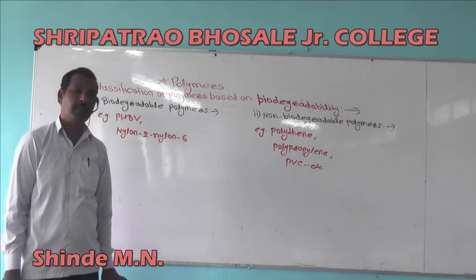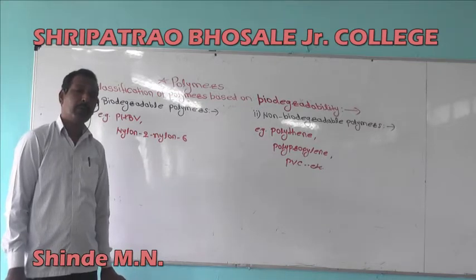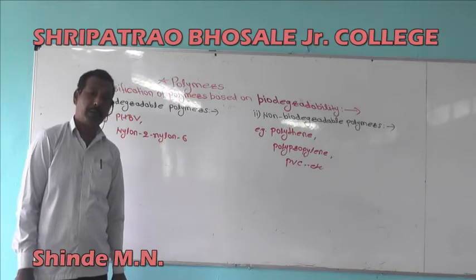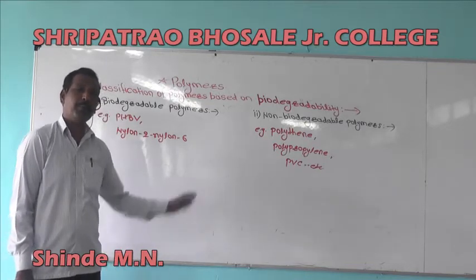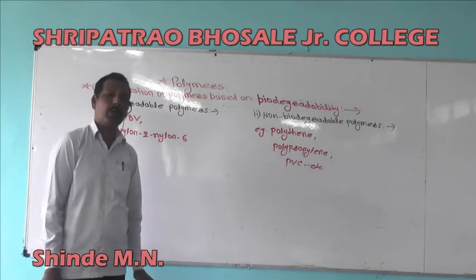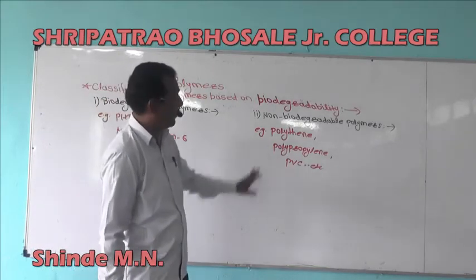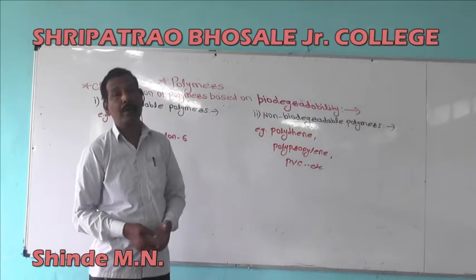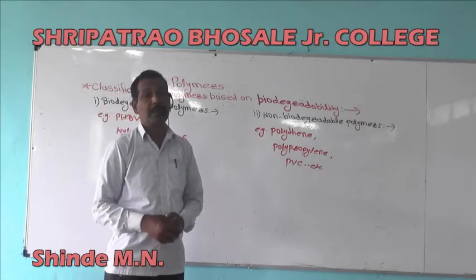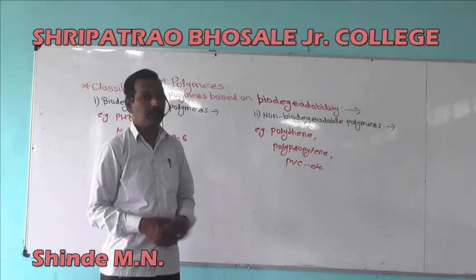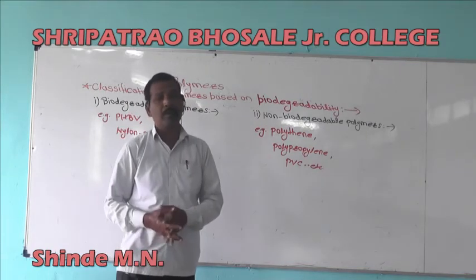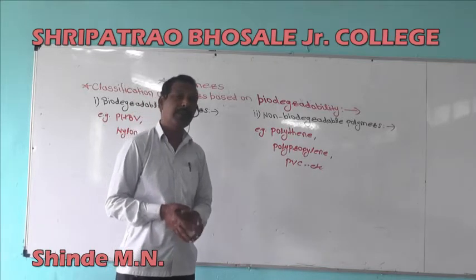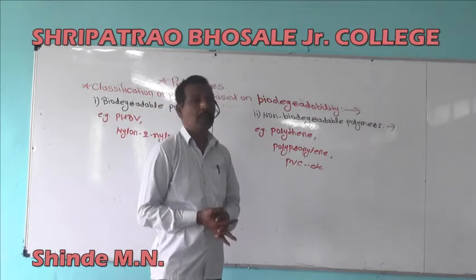Simple definition: the polymers which undergo degradation under the effect of environmental factors are called biodegradable polymers. And what are non-biodegradable polymers here? That is, the polymers which do not undergo degradation under environmental effects. They are known as the non-biodegradable polymers.